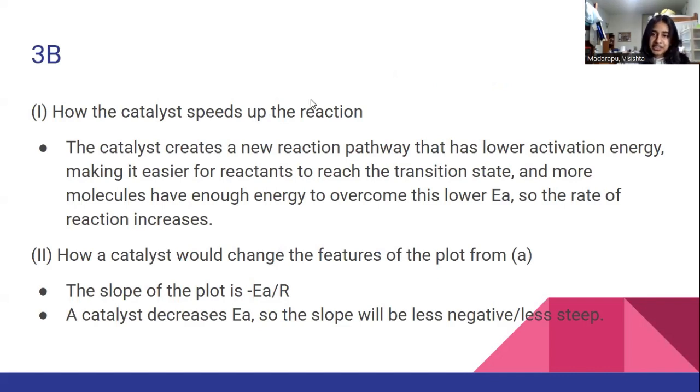How the catalyst speeds up the reaction? Well, the catalyst creates a new reaction pathway that has a lower activation energy, which makes it easier for reactants to reach the transition state, and more molecules have enough energy to overcome this lower activation energy, so the rate of the reaction increases. How a catalyst would change the features of the plot from the previous slide is that the slope of the plot is negative EA over R. So if the EA decreases, then the slope will become less negative or less steep.